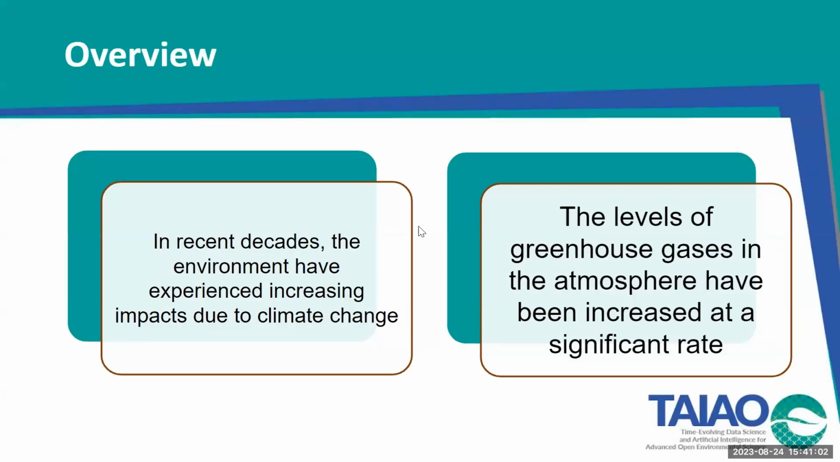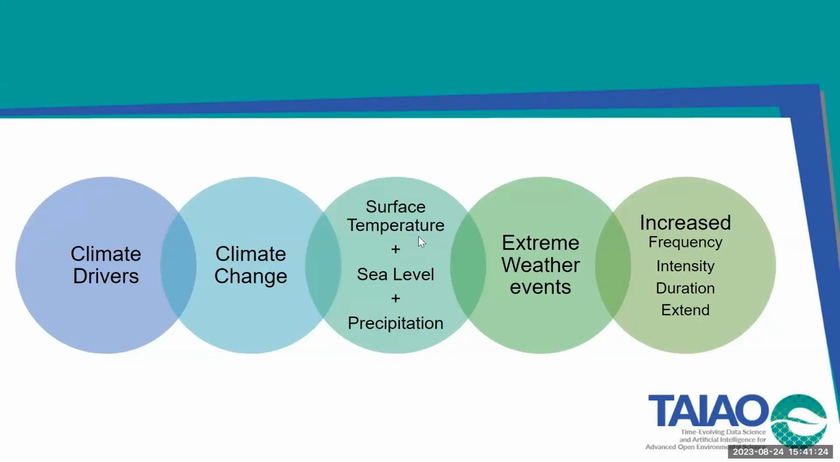So to give an overview of my project, in the recent decade, we have seen the environment experience increasing impact due to climate change. We can also see that the level of greenhouse gas emission has increased in the atmosphere. Now, our activity, directly or indirectly, has triggered the climate drivers to force the climate change, which is changing the surface temperature, sea level, and precipitation, and which is again causing extreme events. And if we see now, the frequency, intensity, duration, and the extent of these events has increased drastically.